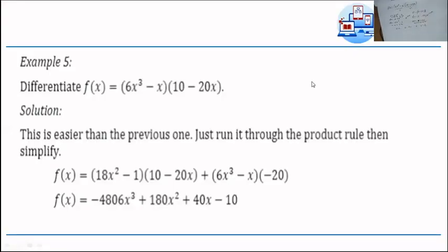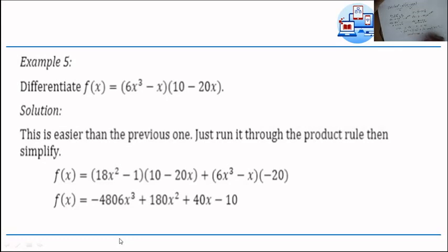Okay, so we're going to continue, no? So this is our formula, u dv plus v du. So we have our u, 6x cubed minus x. Next, we have our dv. We have negative 20 plus v natin. Our v is 10 minus 20x. Then, our du is 18x squared minus 1. So, simplified further, 6 by negative 20 is negative 120 x cubed. X by negative 20 is plus 20x.